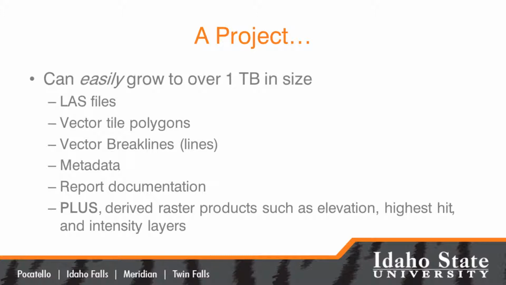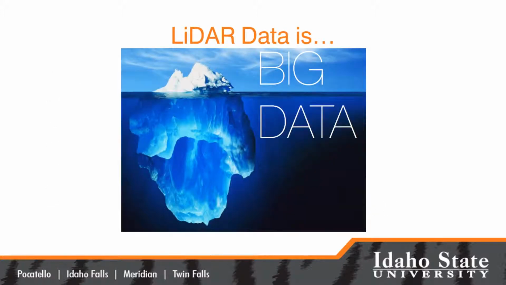Sometimes we'll get several elevation layers. One might be a bare earth model, one might be a bare earth hydro-enforced layer, another one a bare earth hydro-flattened layer. So you can imagine, with all this raw data and all of the products that are derived from it, we are talking about truly big data.